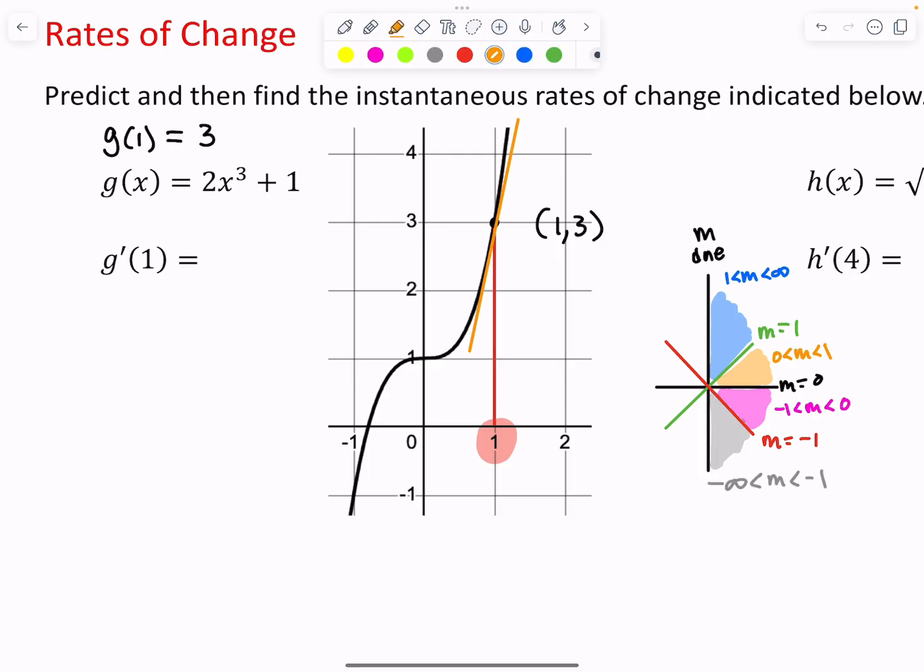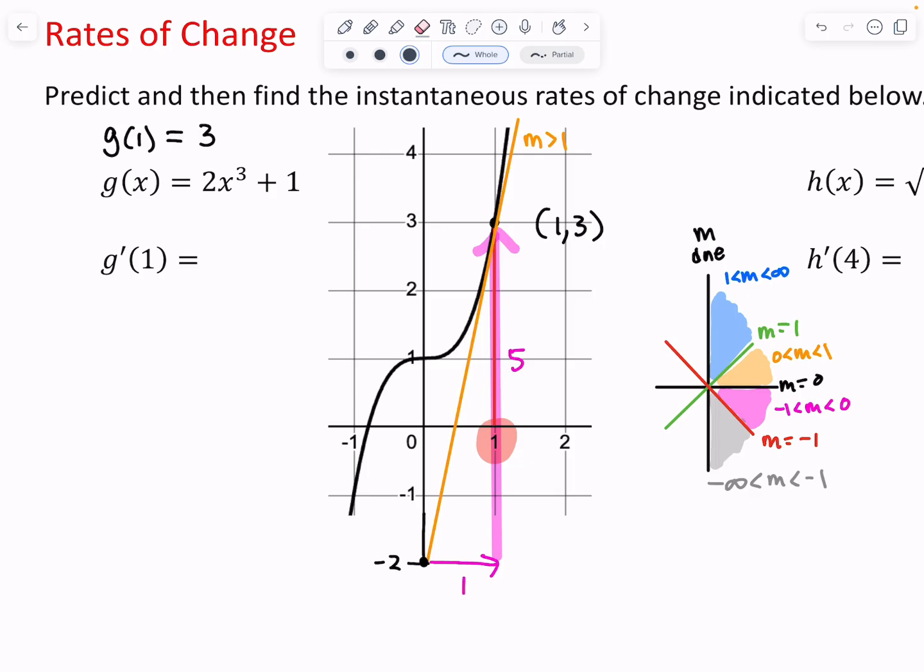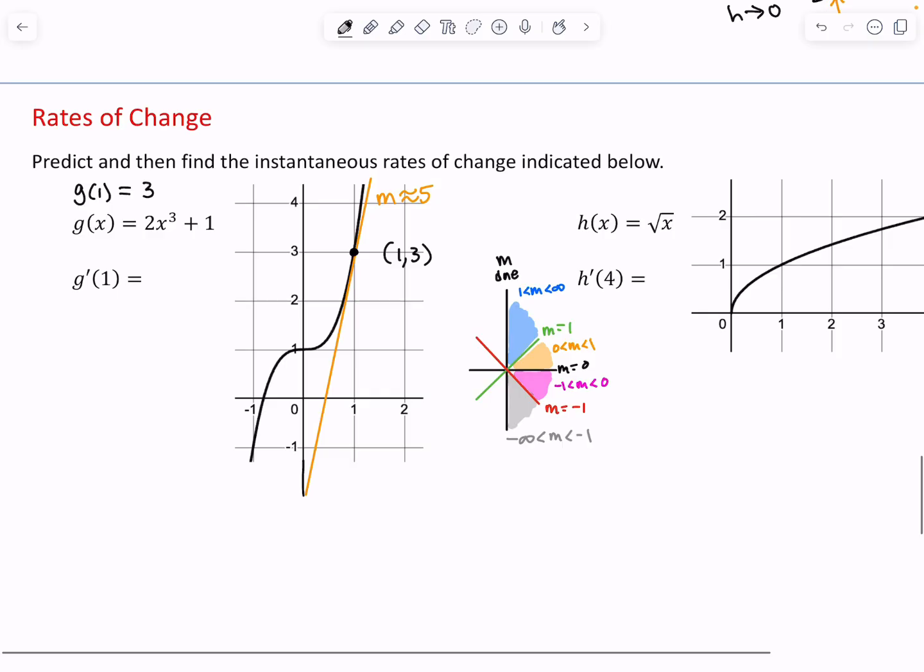Well, the slope of our orange tangent line in this picture is clearly more than 1. If we were to extend it and found where it hit the y-axis, perhaps at negative 2, for example, we could do a run of 1 followed by a rise of 5. If that were the case and our drawing is accurate, I might guess that our slope is around 5. We will find it now exactly.